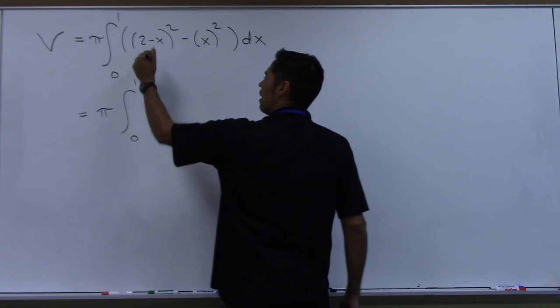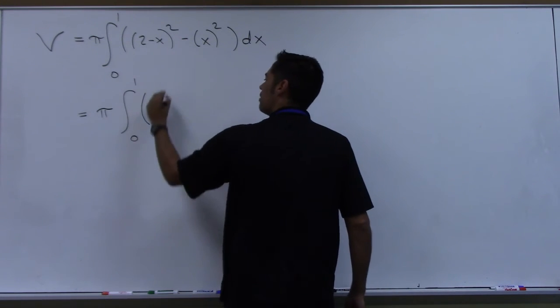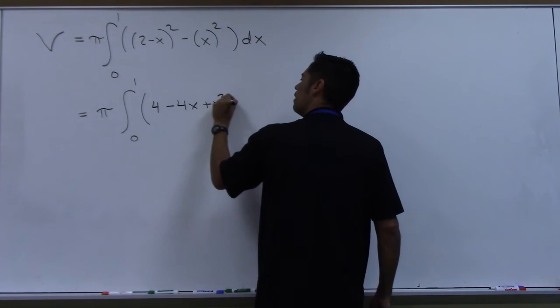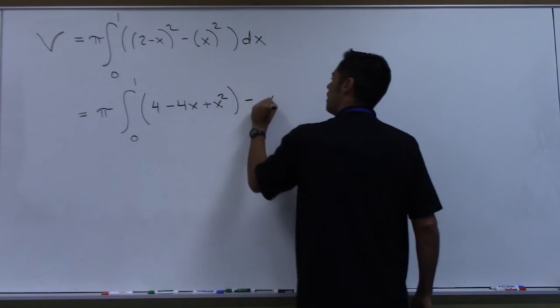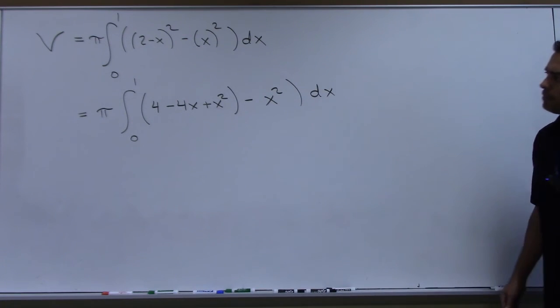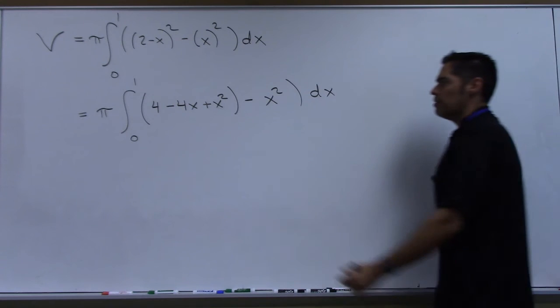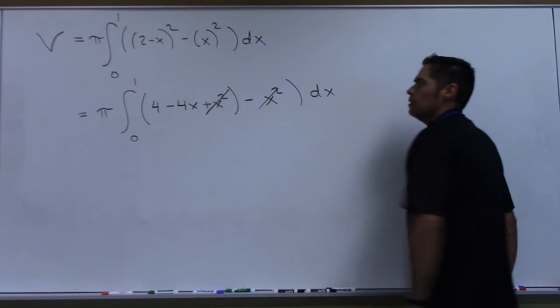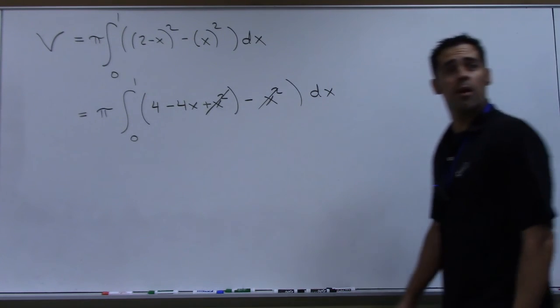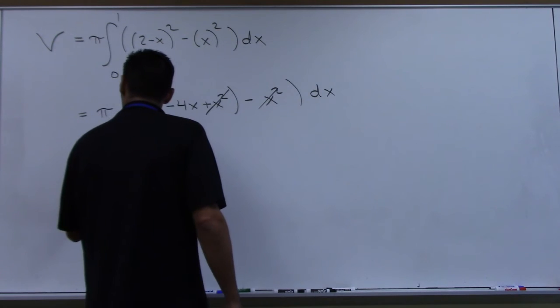All right, so this right here, I would expand this out so I get 4 minus 4x plus x squared. And then I'm going to subtract from that x squared dx. Collect like terms. Oh, those cancel, don't they? So it's just 4 minus 4x? That's all I've got to integrate?